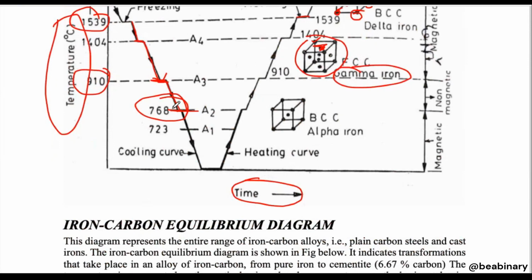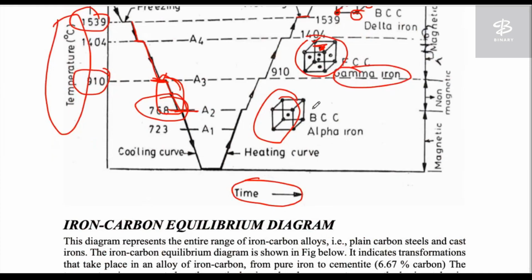It means that during this stretch there is a non-magnetic nature, but after that it has a magnetic nature. Though they have the same BCC crystal structure, their magnetic nature comes back. So they are alpha iron as well, but they are now in a magnetic state.